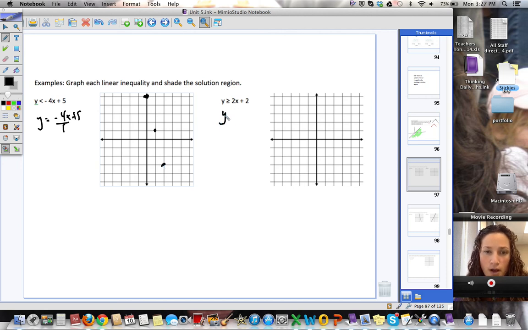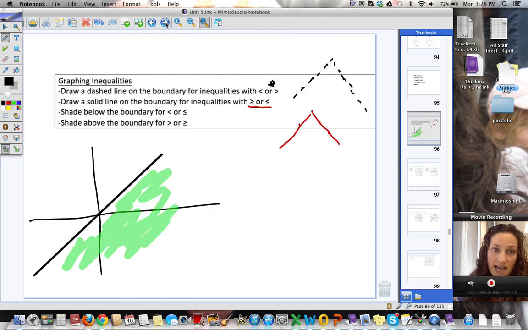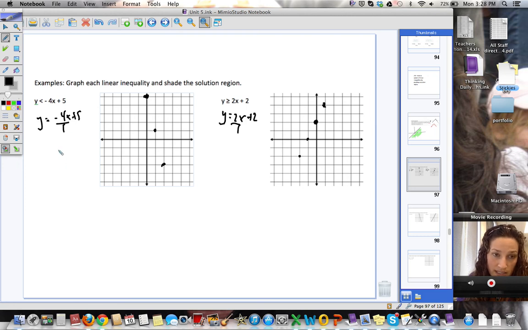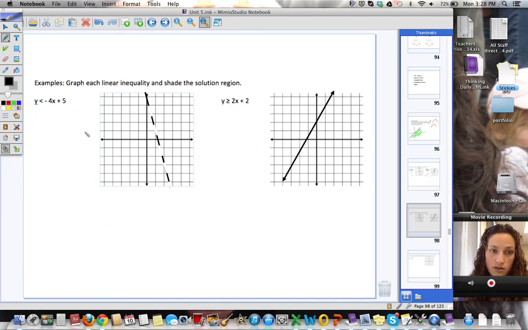This one, y equals 2x plus 2. I'm going to pretend that it's just an equals. So plus 2, start there, and go up 2 over 1, or down 2, back 1, down 2, back 1. There's my slopes. Then, using this rule, I should have a dashed line for this one, and since this one has an equal to, it should be a solid line. I already have them drawn in here. This was my dashed line, and here's my solid line, because this one is just less than and this one is greater than or equal to because of that equal to.